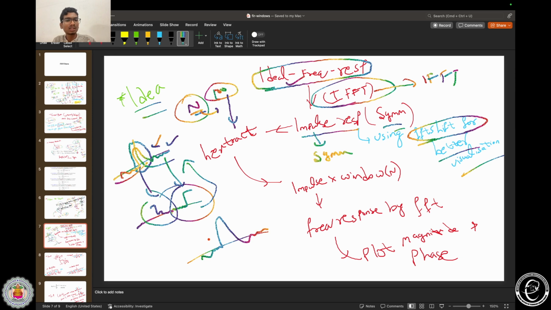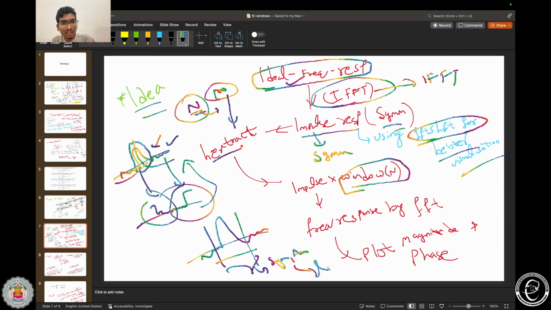If the impulse response is like this, we should take the samples in such a way that they are symmetric or anti-symmetric in order to get a linear phase response. So this is the very important thing. And then we'll multiply with the window, and the length of the extracted impulse response should be equal to the length of the window, and the rest is simple. We'll just calculate its frequency response by using FFT, and then we'll plot its magnitude and phase, and let's see whether it is linear or non-linear.